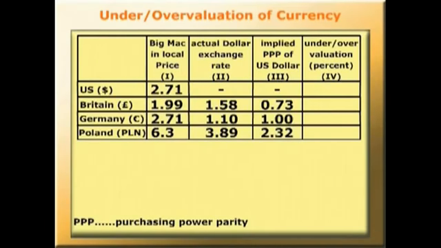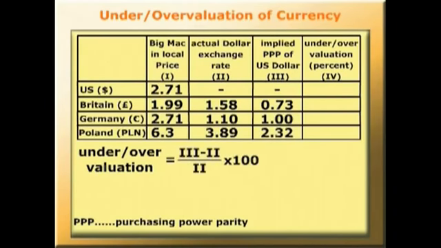So let's look at the euro and ask whether at this particular moment in time it was under or overvalued according to the Big Mac index. We'll take the difference between the implied rate and the actual rate, but we need to express that as a proportion of the actual rate. It's not the absolute difference that we're interested in, it's the proportional difference. So the under or overvaluation is column 3 minus column 2 over column 2, and then multiplied by 100.